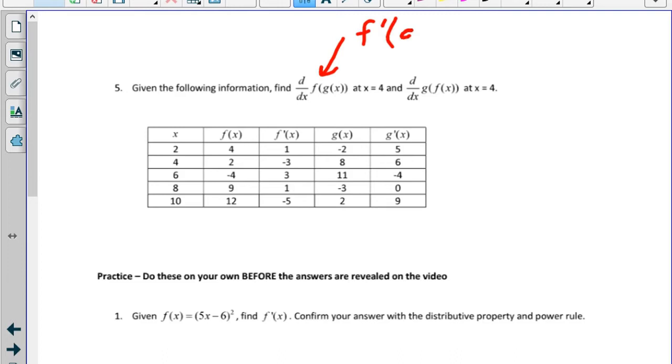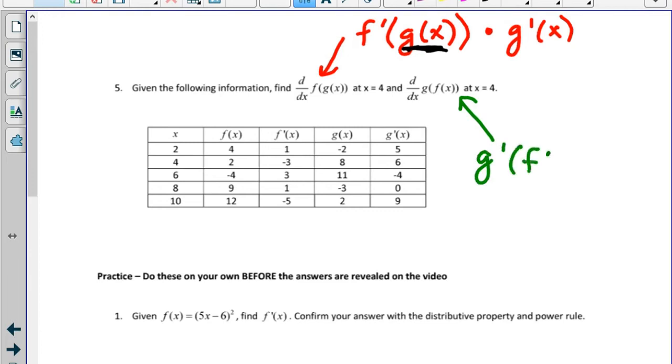f prime with that inside function still in there. So the inner layer is still in there. Then we have to multiply it by the derivative of that inner function. Okay, so that's what's going on there. And in this part, we have g prime of f of x. Now f of x is the inner layer in this part, times f prime of x.